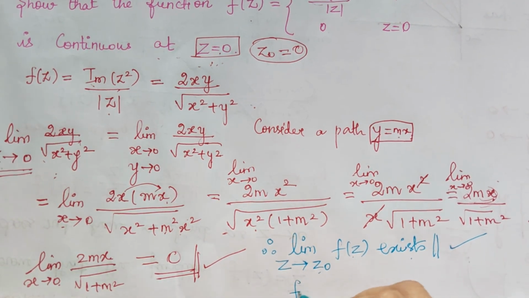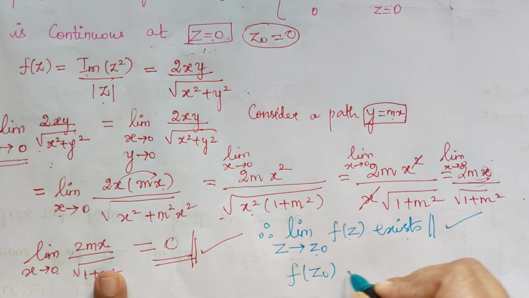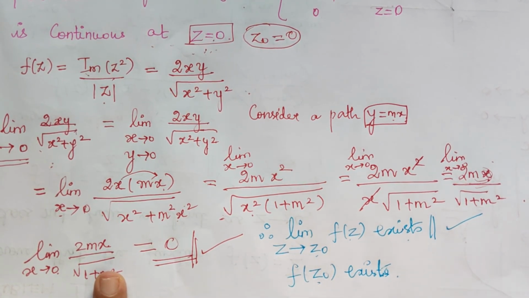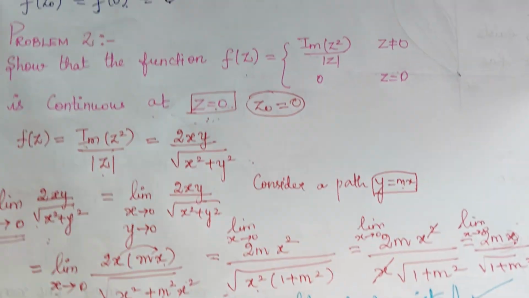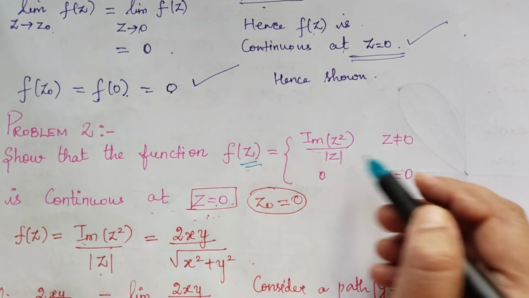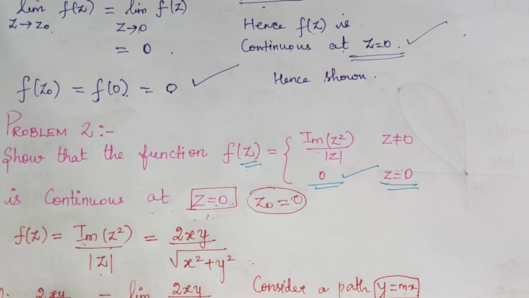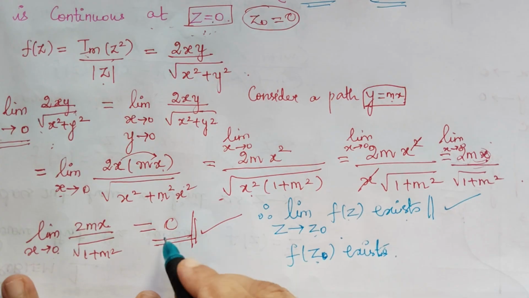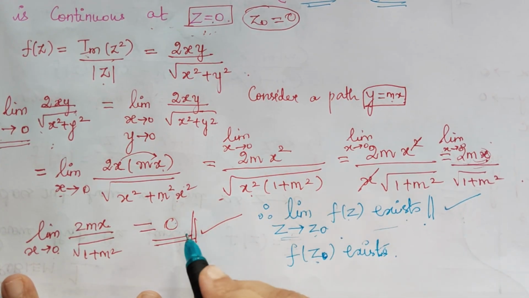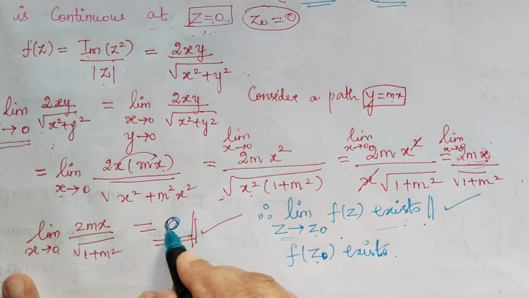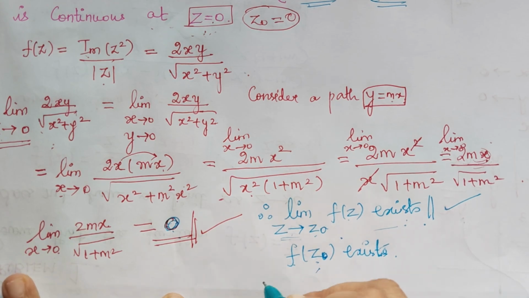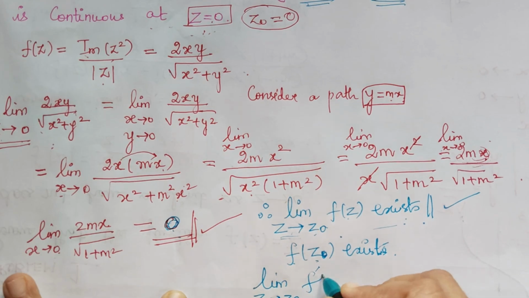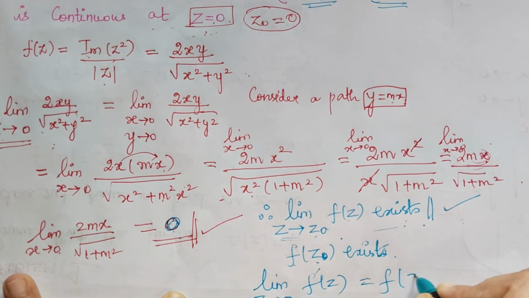Next we have to show that f of z naught exists. This is already given in the question. Since z0 is 0, f of 0, that is when z takes the value 0, is equal to 0 only. So f of z0 exists. Also, the limit which we proved exists is equal to 0 and that is equal to f of z0. Hence we have proved that the limit as z tends to z0 of f of z is equal to f of z0.